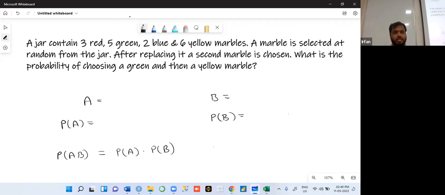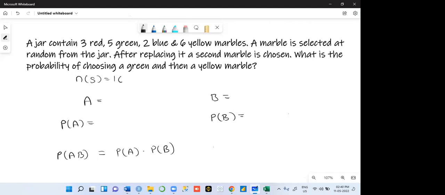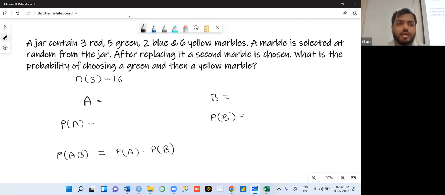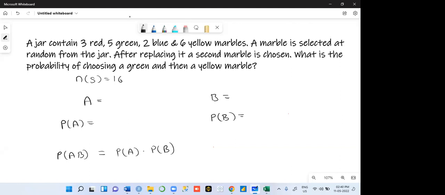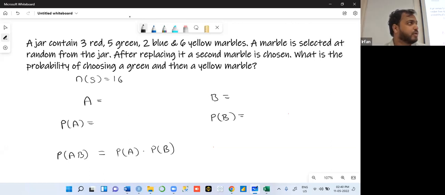So a jar contains 3 red, 5 green, 2 blue, and 6 yellow. Total are how many, guys? So we have 16 marbles. A marble is selected at random from the jar. We are selecting only one marble. After replacing, the second marble is chosen, meaning you replace and select the second one.